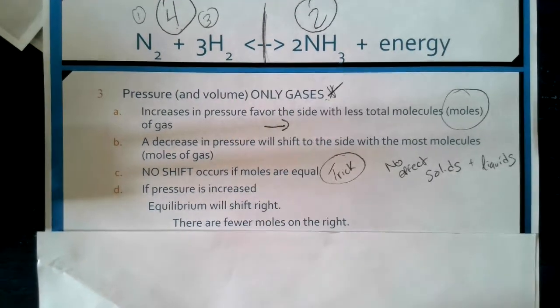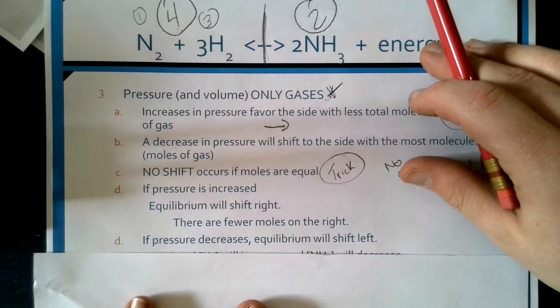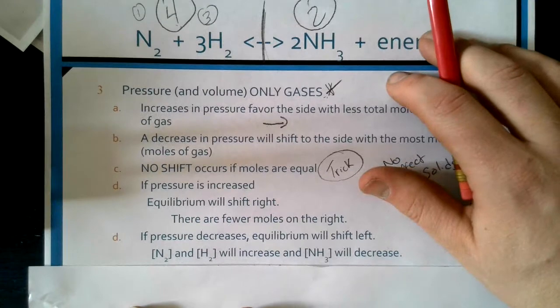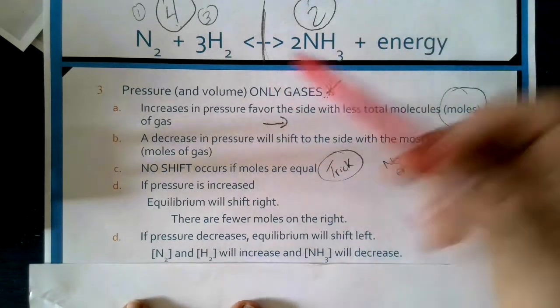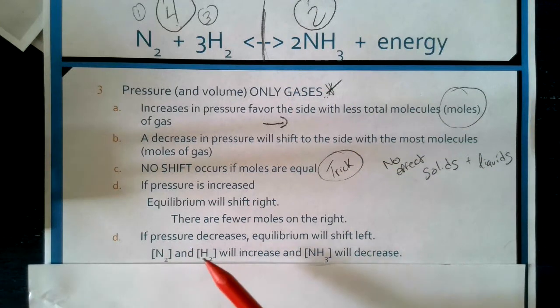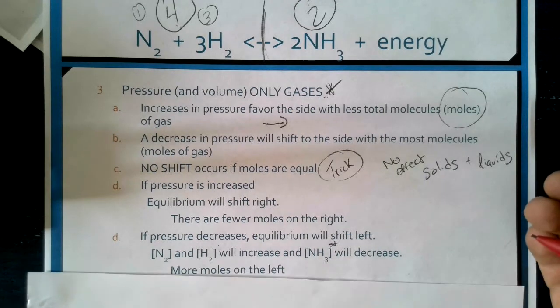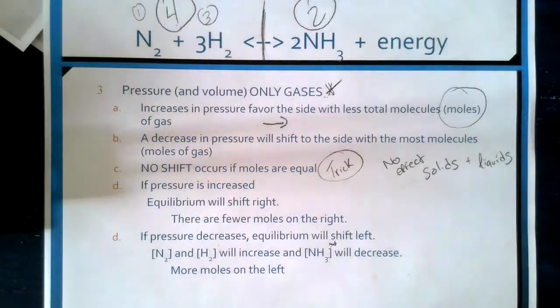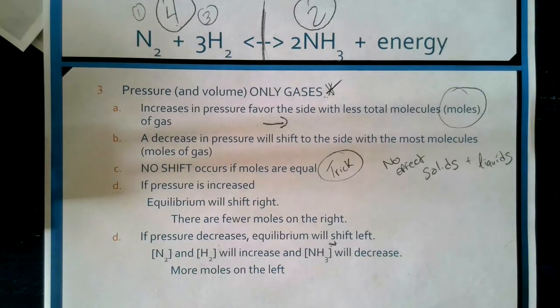Back to that original kinetics that we talked about. If we decrease the pressure, we're going to shift to the left. When we shift to the left, concentration of nitrogen goes up, concentration of hydrogen goes up, and we're using the NH3 to do that, so it decreases. Okay? And there are more moles on the left.